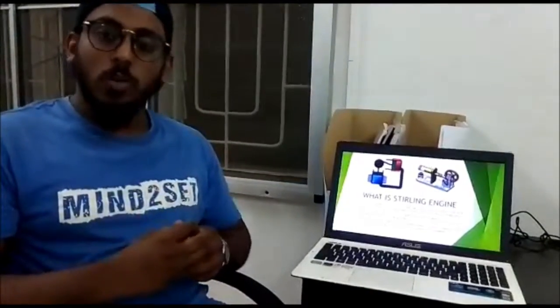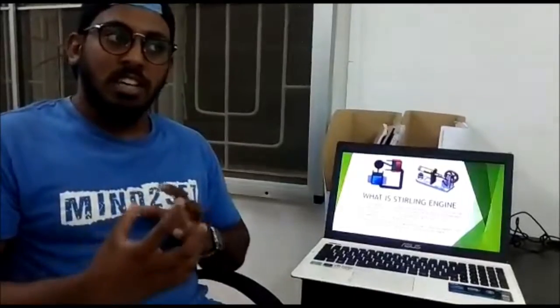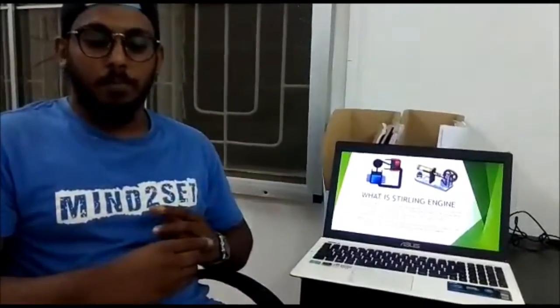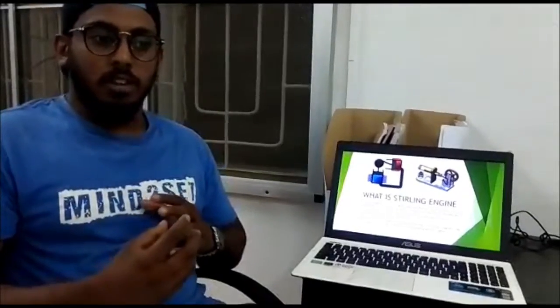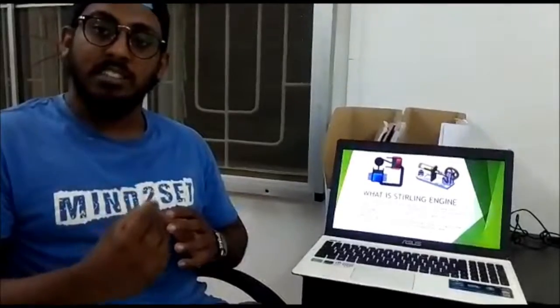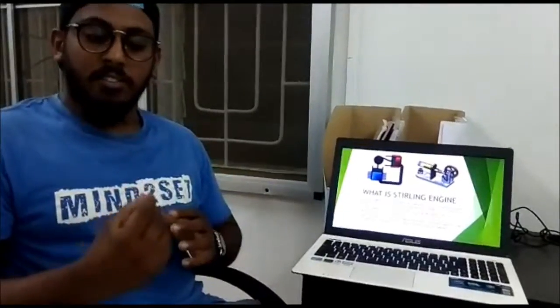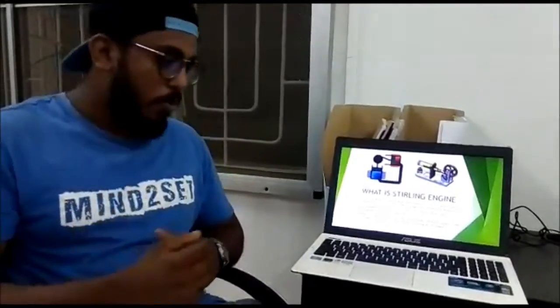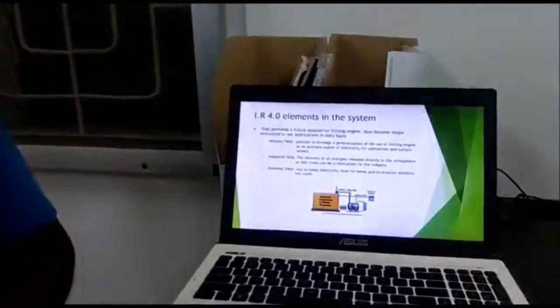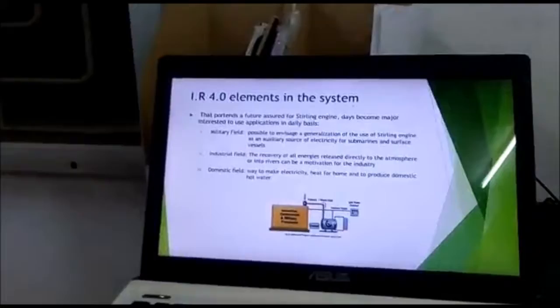The founder of this Stirling engine is Robert Stirling, who was the first to succeed in building the first working engine in 1699. Okay, so industrial revolution 4.0 elements in the system.